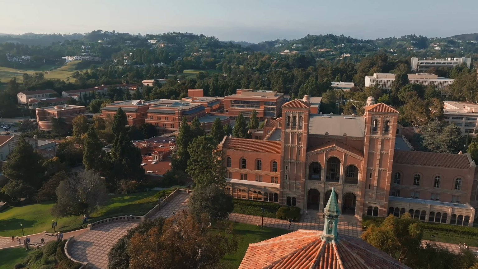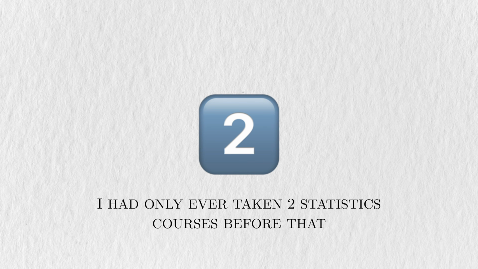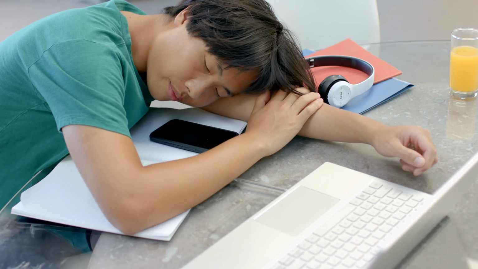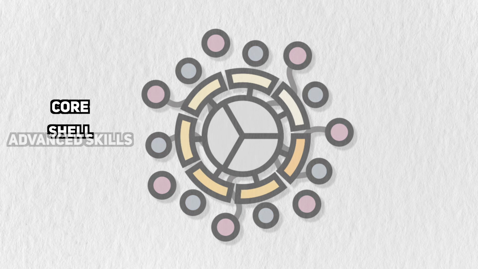Let's get started. Before I started my master's degree, I'd only ever taken 2 statistics courses. This was during a time that I didn't really take school all that seriously. Like with any new game, I started with an empty skill tree like this one. I've imagined this tree to consist of 3 parts: the core, the shell, and the advanced skills.